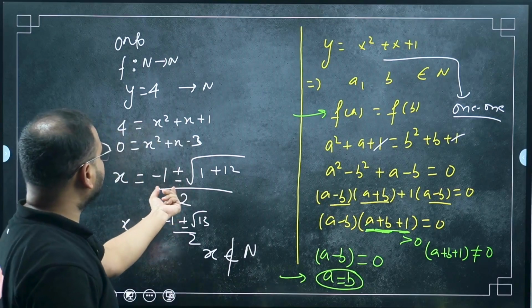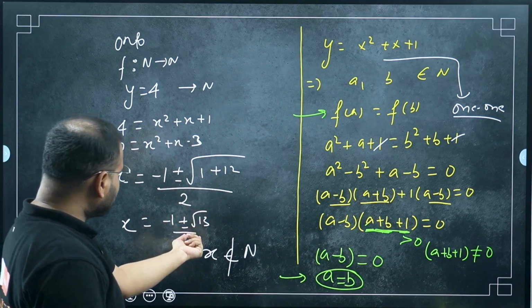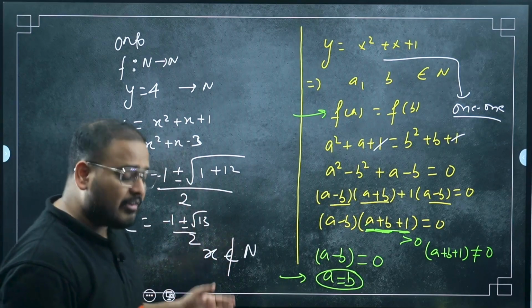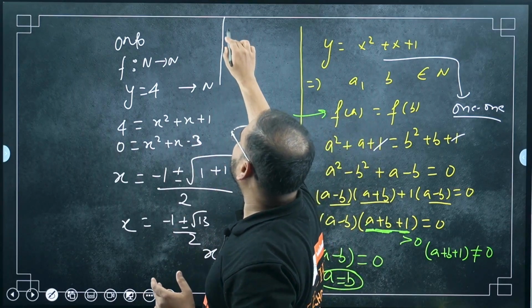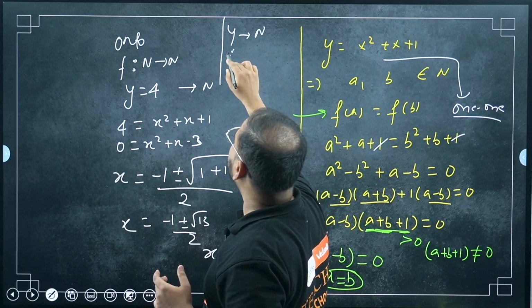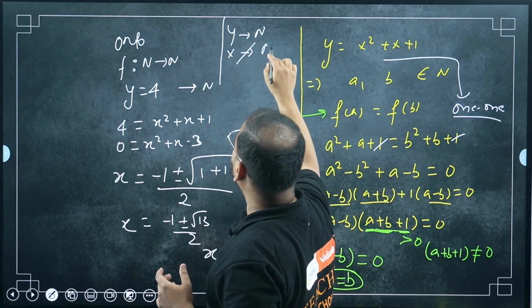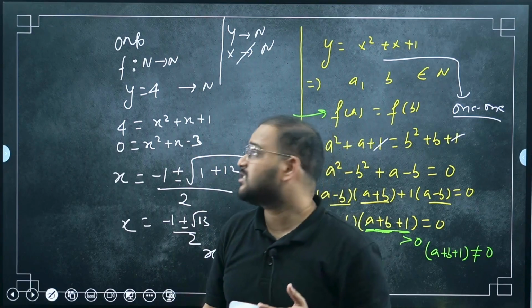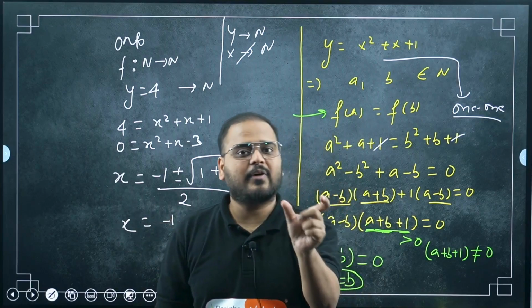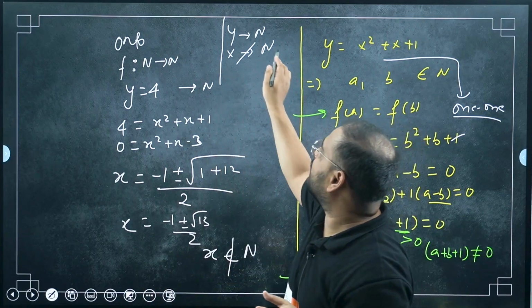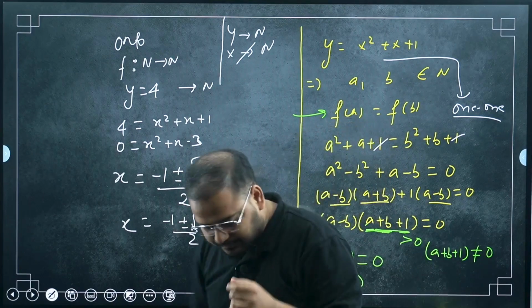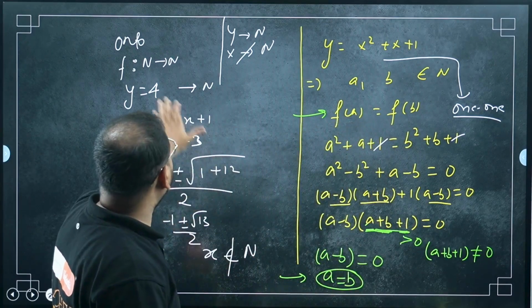Is x a natural number? Check here. It's a fraction. It's not even rational actually. Root 13 is not rational. So how is it a natural number? x is not natural. So I took y as natural and I got x as not natural. It means the function is not onto, because if x is natural, y has to be natural. The codomain has to be the same as the range, no? So not true, so not onto.